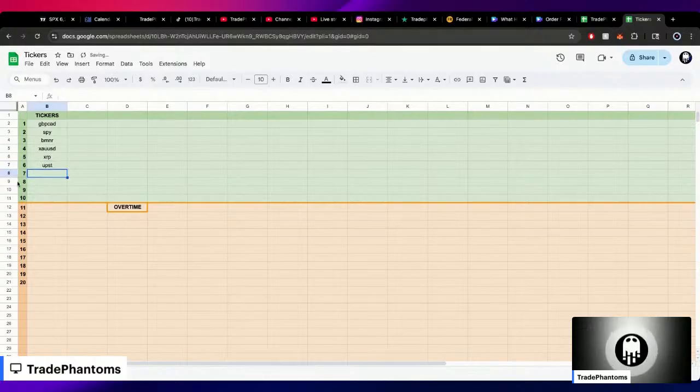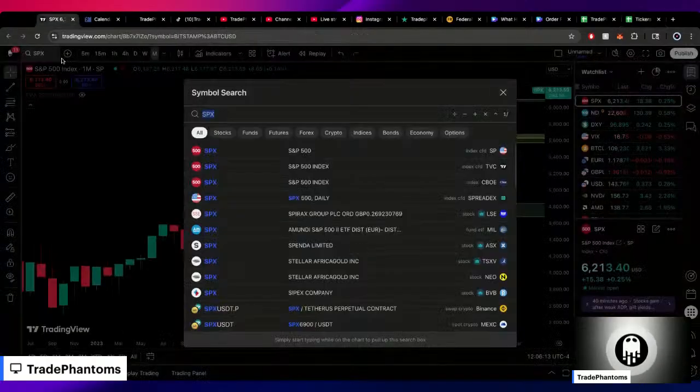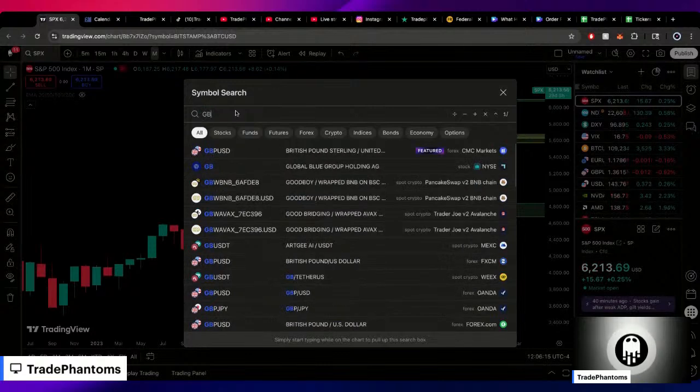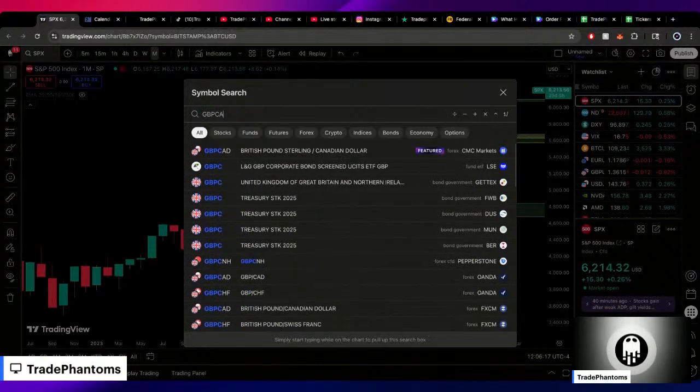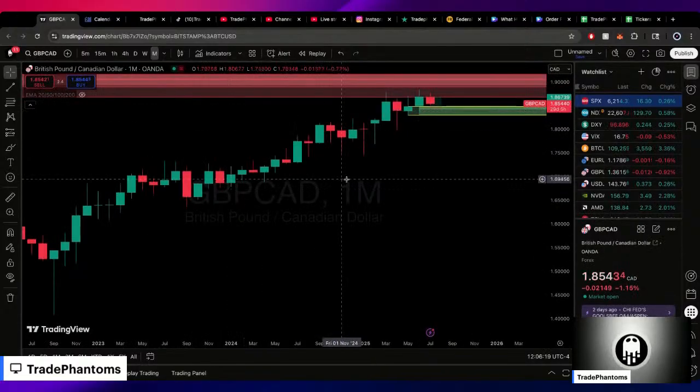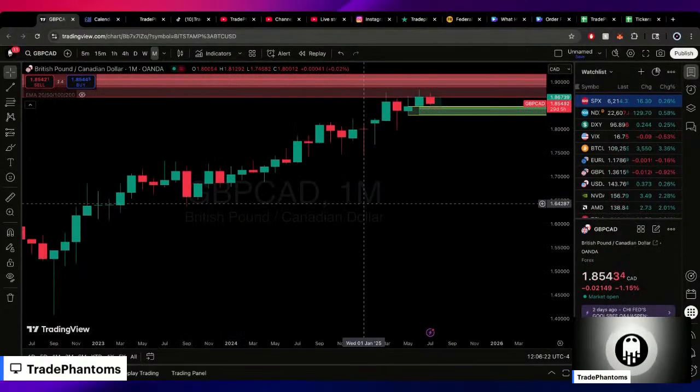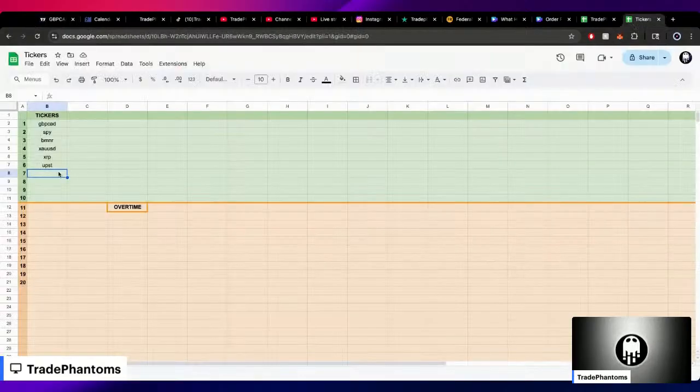All right. So whenever we start our analysis, guys, we always want to start from a top-down approach. Doesn't matter if you're a day trader or swing trader. You still want to be aware of what's happening on higher time frames because higher time frames tend to be more powerful than lower time frames.